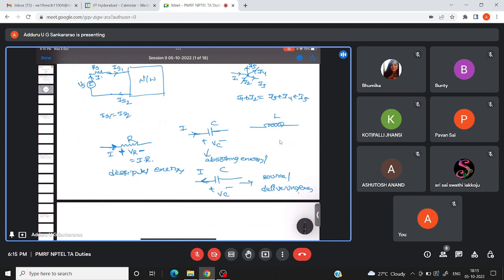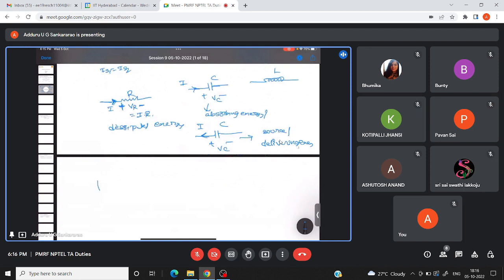Similarly for inductor, when the current is entering at the plus terminal, then it is absorbing energy. When the current is leaving at the plus terminal, then it is delivering energy. Okay, I think we have seen that. Let us say we have some network like this, plus minus, and maybe the capacitors, something like this. Now let us say current is entering here. Now current is leaving from plus terminal in this voltage source. That means this voltage source is delivering energy.